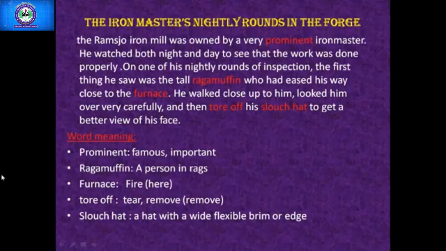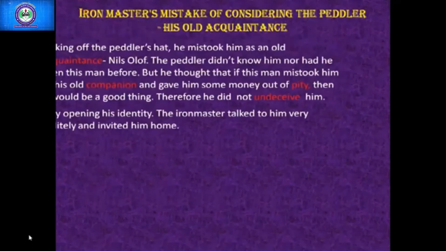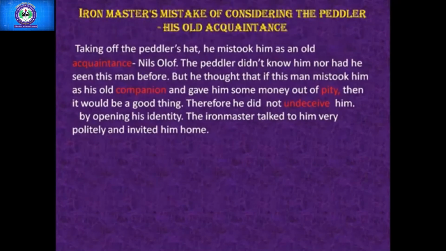In that light, which was not very bright, he thought it was his old friend. The ironmaster made the mistake of considering the peddler his old acquaintance. Ironmaster thought that it was his friend who had come to take shelter. Ironmaster also worked in an army, and he thought that it was his friend Niels Olof, who was also an army man. Taking off the peddler's hat, he mistook him as an old acquaintance, Niels Olof.